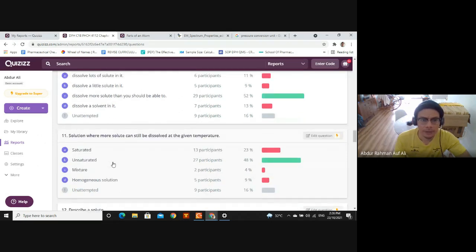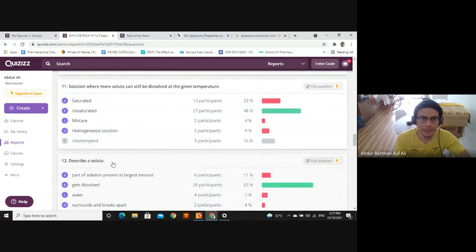Question what next? Question 11. Solution where more solute can still be dissolved at a given temperature. Okay. So what's the definition untuk situasi ini? So ramai salah kat sini, saya rasa kamu tak faham soalan tu. Macam sama macam saya get confused just now. Maybe I should word this question better. Okay? So dalam soalan nombor 11 ni saya tanya, what is the definition of a solution where more solute can be dissolved?